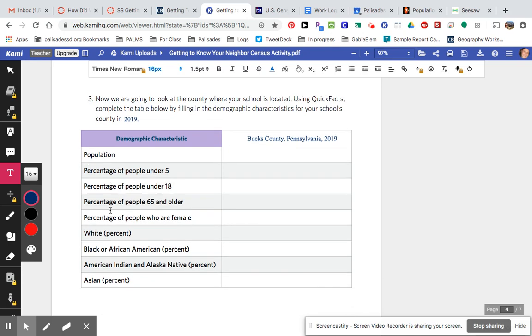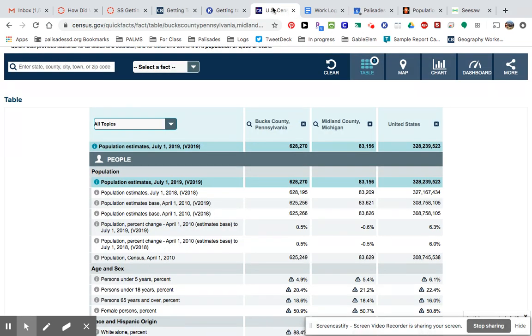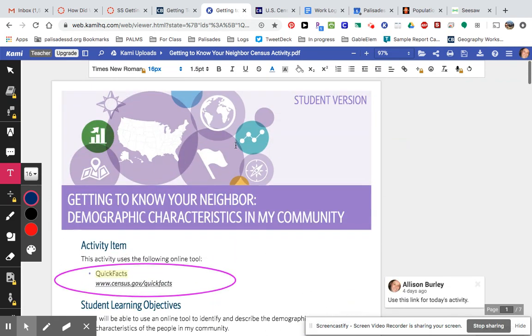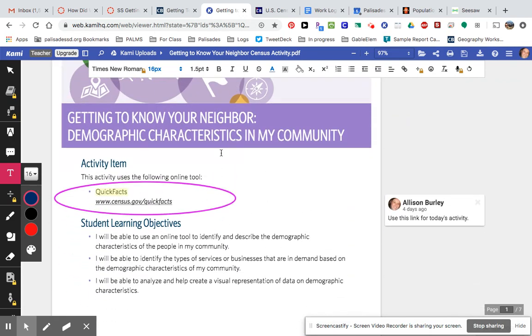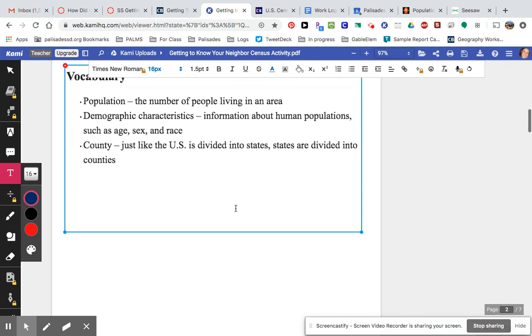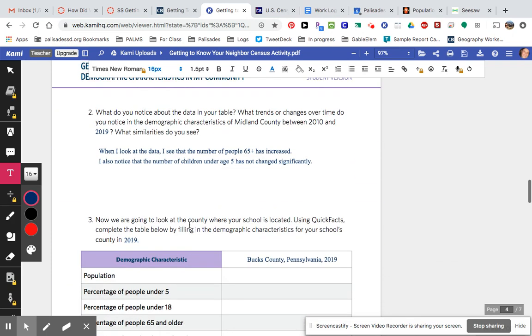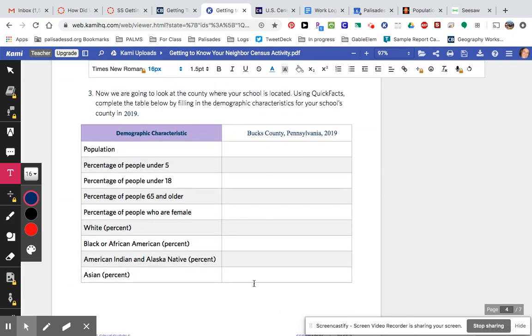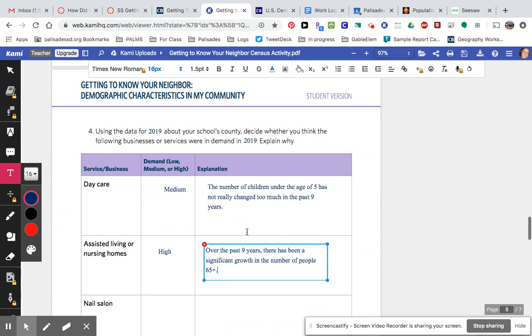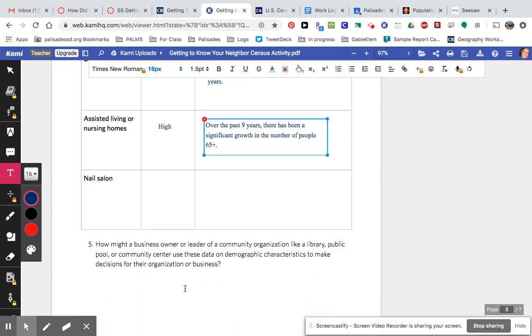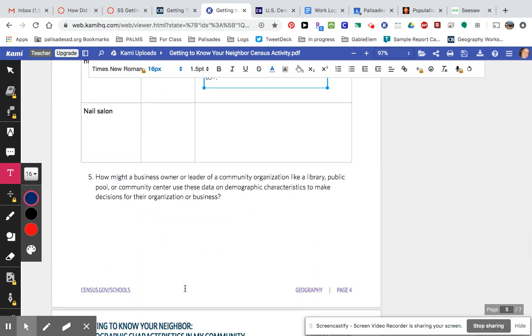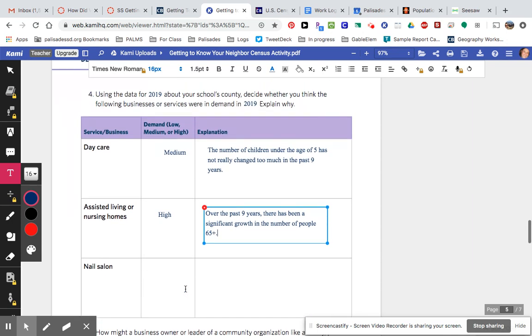So tomorrow, what you'll do is you will use this site here, which, in case you need a reminder, is linked up here at the top of your worksheet, which you're going to open in Kami. You'll scroll down. I'll leave all of this in here so that you can see it when you're working on your activity. But you'll scroll down and you'll complete that same information for Bucks County. You'll tell me what you think that means for daycares and assisted living or nursing homes and nail salons. And then answer any questions that may be posted below, okay?